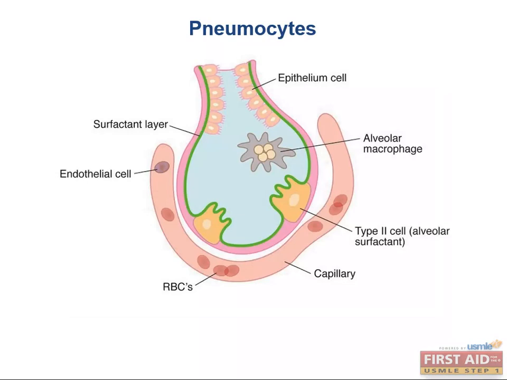Okay, let's get back to surfactant. So I said a little earlier that surfactant is secreted by type 2 pneumocytes. What's the main component of surfactant? Well, it's mostly made up of a phospholipid called dipalmitoyl phosphatidylcholine. Try saying that 5 times fast. Which allows surfactant to decrease surface tension in the alveoli.